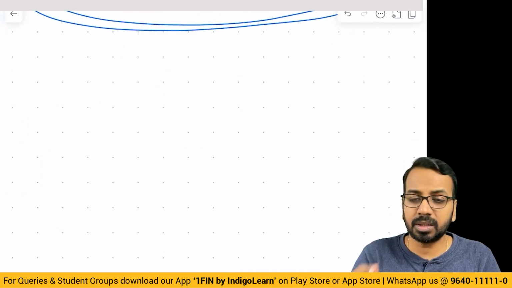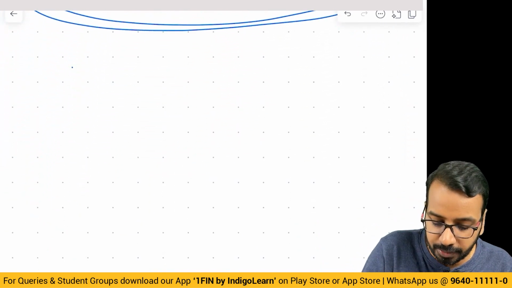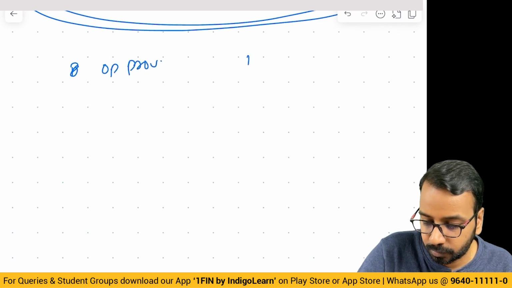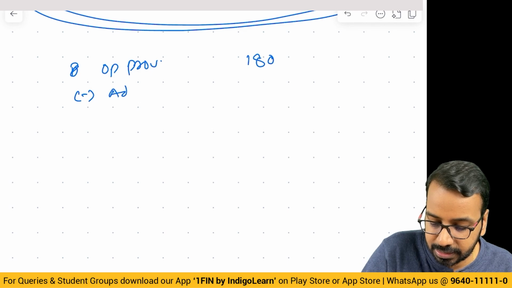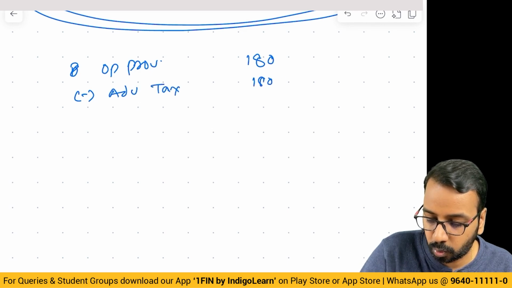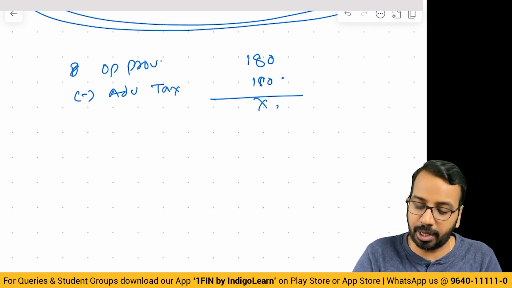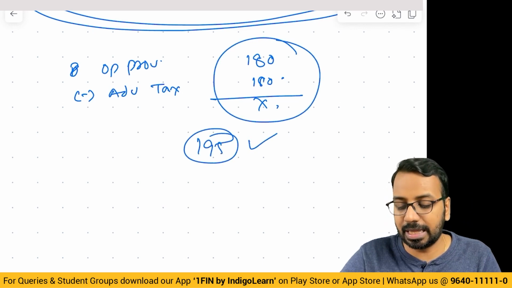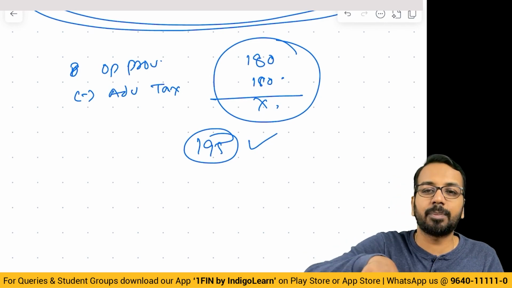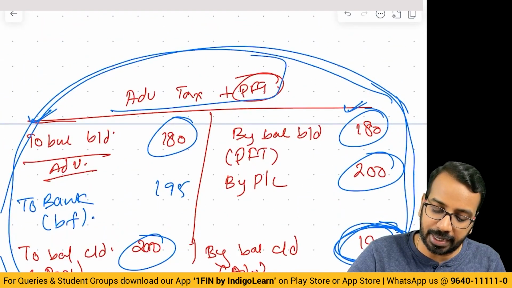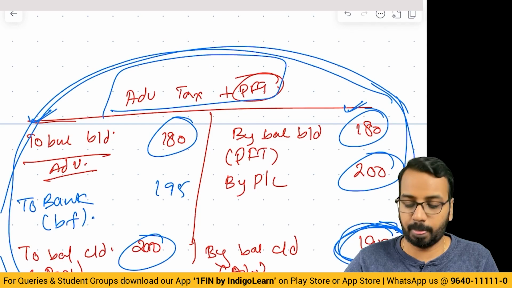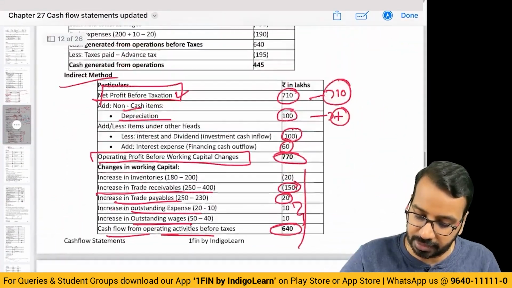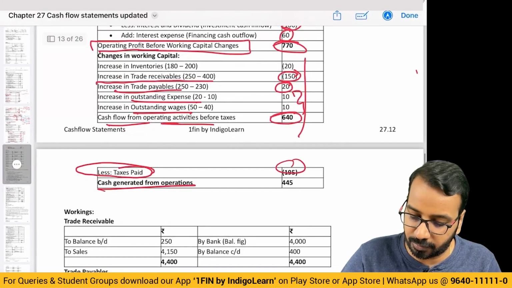Or shortcut for cross checking, opening provision 180 minus advance tax 180, so this becomes 0 directly. Okay, so once this has become 0, whatever is there in the advance tax account 195, that becomes the taxes paid during the period. So there are multiple ways to cross check. If you prepare a combined account, you can directly do the cross checking. So 195 is the taxes paid, 195 is the taxes paid, and then you get cash generated from operations 445.